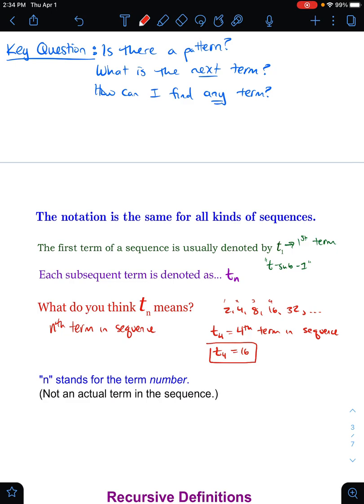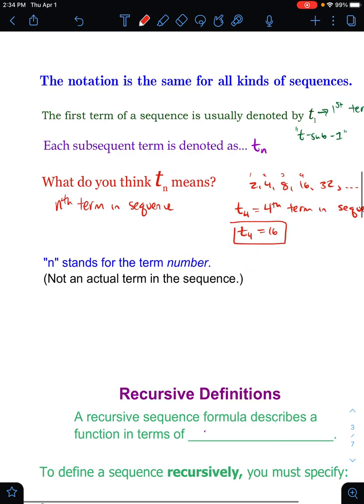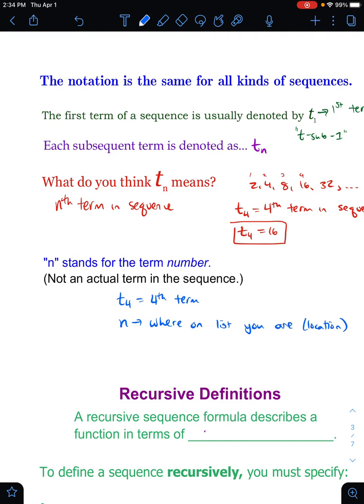So this n stands for the term number. It's not the actual term. So again, if I'm thinking about T sub 4, this is the fourth term. So n says where on the list you are. It's a location. And T sub n is what your value is. So it's the actual number in the sequence.